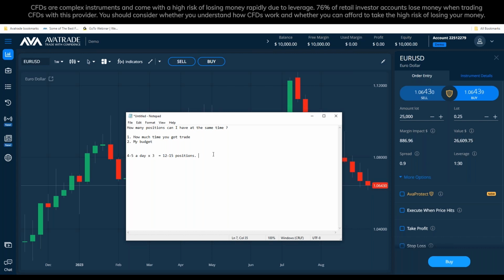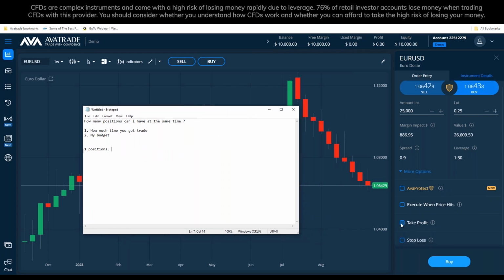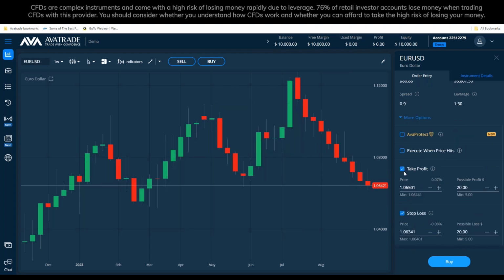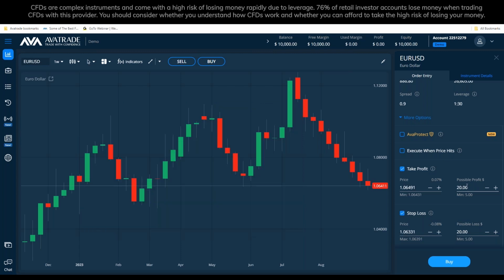Now, if I open a single position, it's easy to manage. Why is it easy to manage? Because I have 2 things that help me control my account. One of them is called take profit. One of them is called stop loss. Now, how do they help with managing the account, with managing the positions? It can show you here the possible profit and the possible loss.